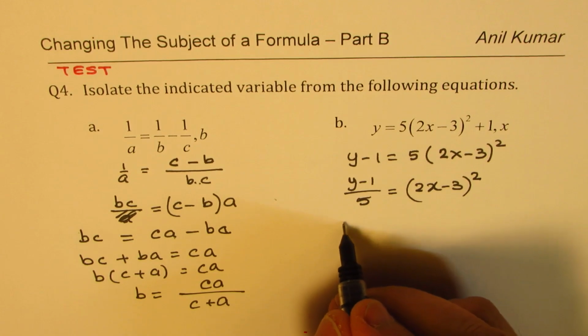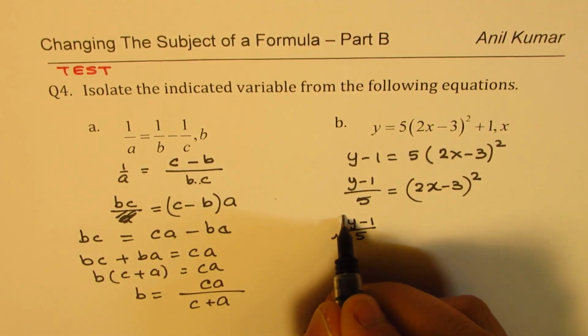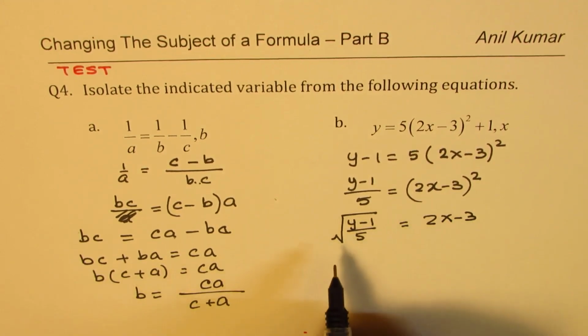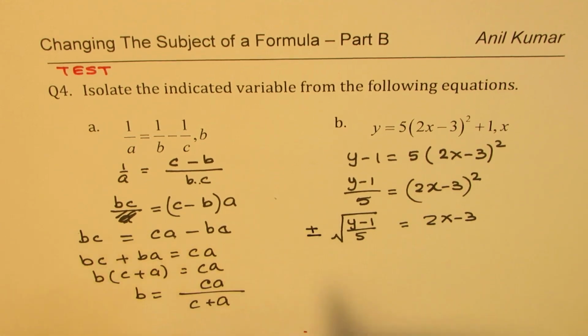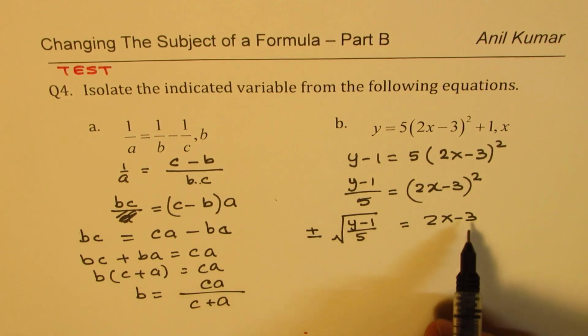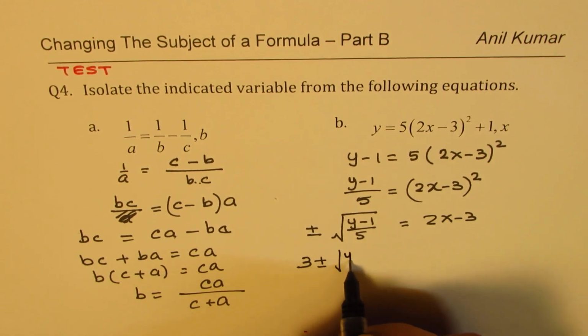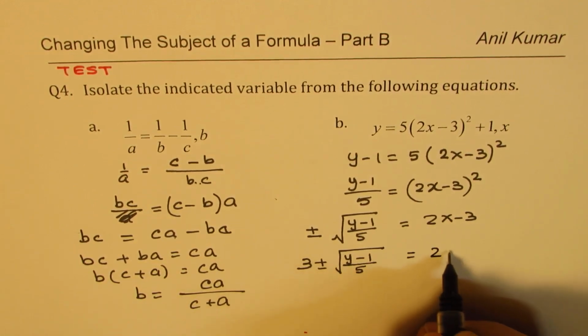And now we'll take the square root. And we get the square root of (y minus 1) over 5 equals 2x minus 3. So here, whenever you take a square root, you have to write plus and minus. This is key, else you'll get the wrong answer, right? Let's bring 3 on this side. So we get 3 plus or minus the square root of (y minus 1) over 5. That equals 2x.